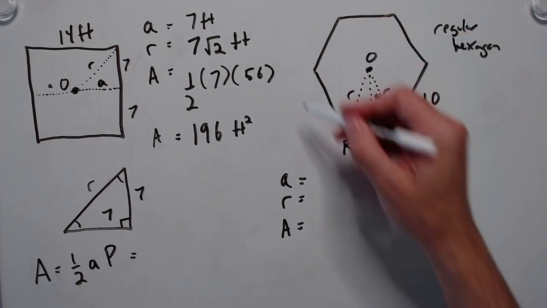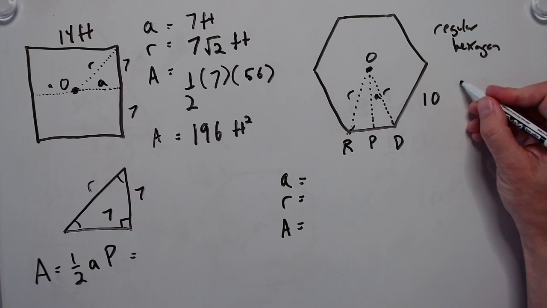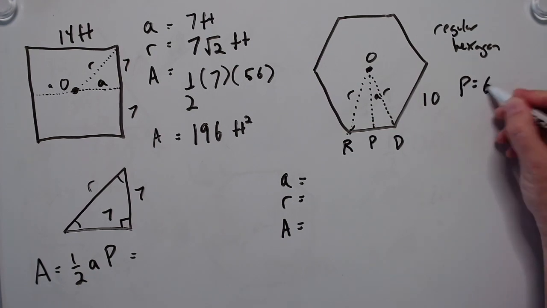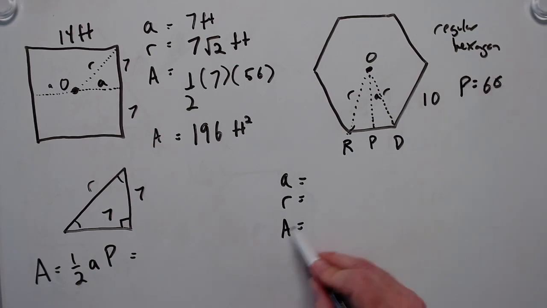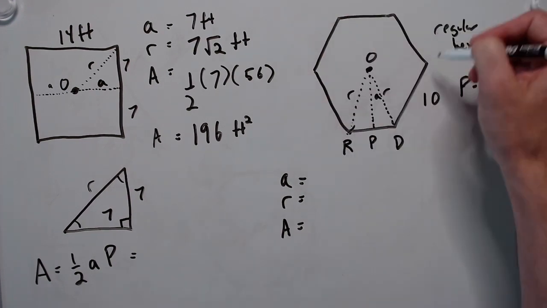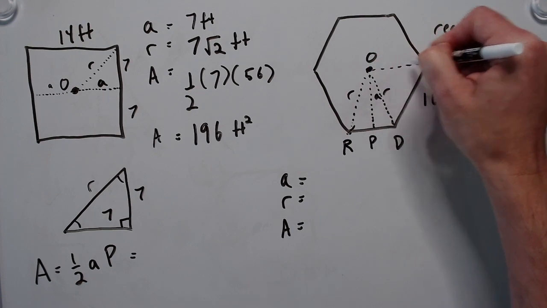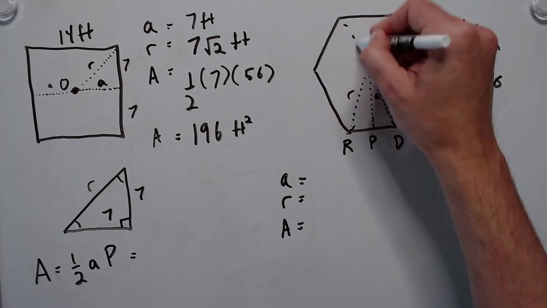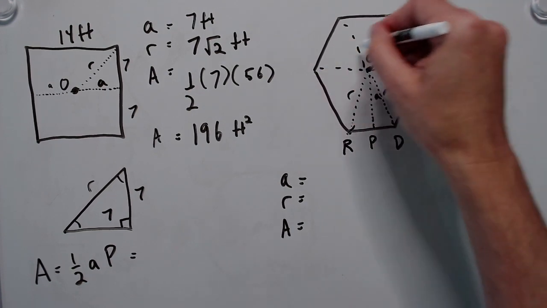Well, we know that every side is 10. So we know that right now the perimeter is 60. Okay, so we're going to use that later when we get into the area. But how do we figure out the rest of this? So if you imagine we made radii all the way across, right? And we went all the way around this circle.